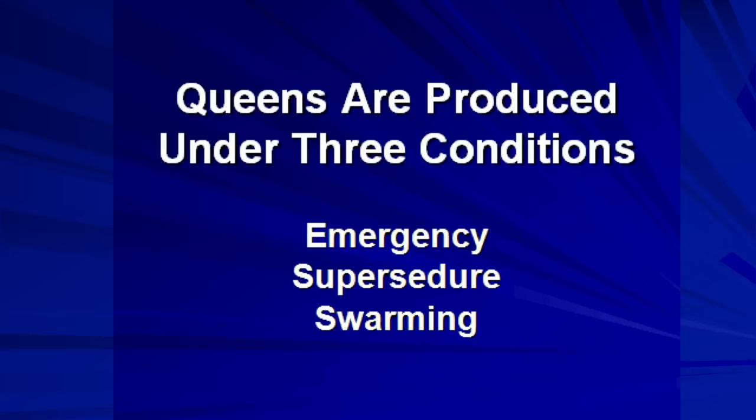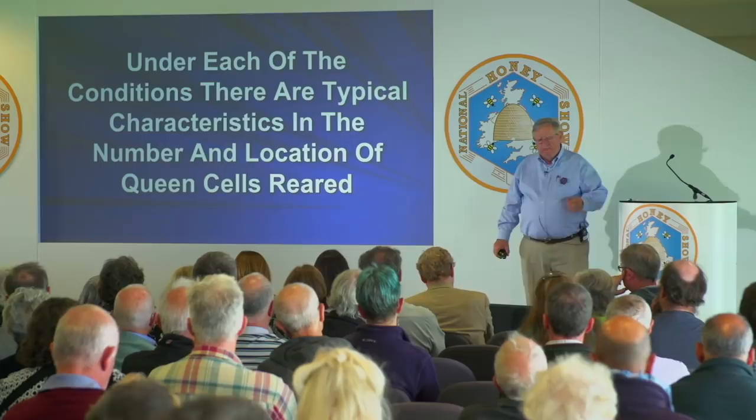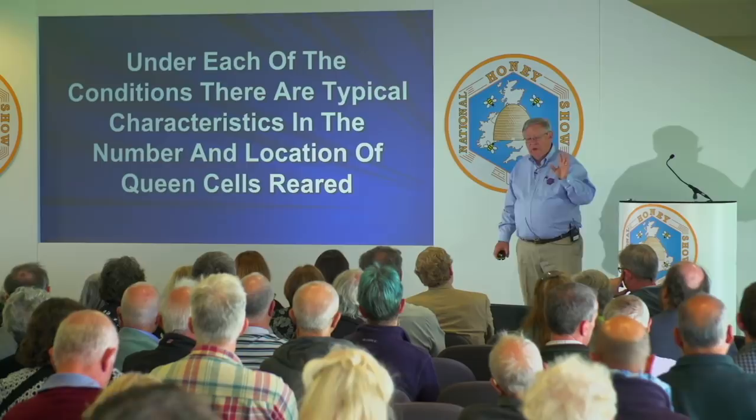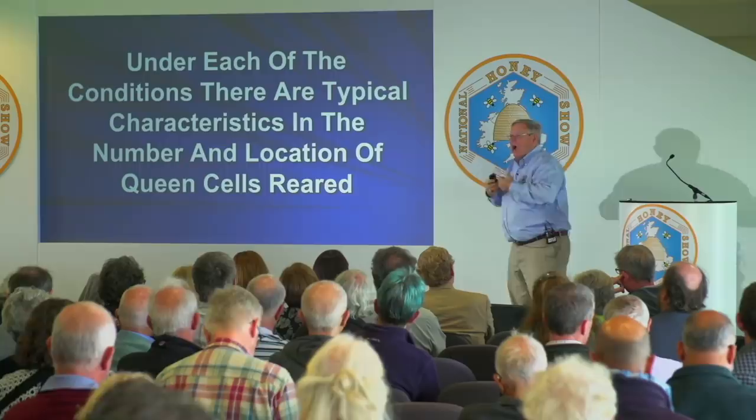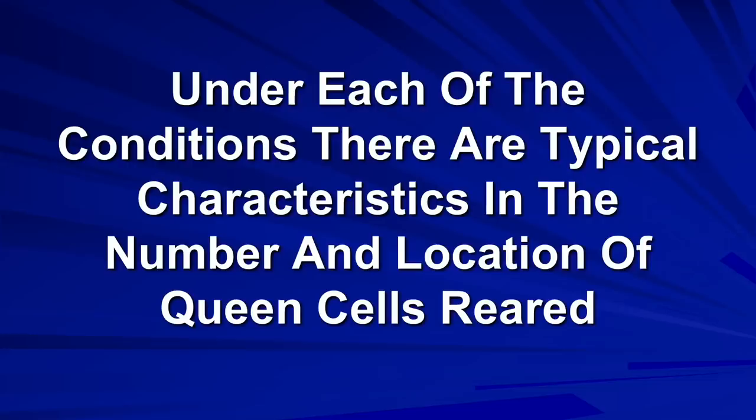Queens are produced under three different conditions. There are emergency queen cells, there are supersedure queen cells, and there are what we call swarm queen cells, part of the preparation for swarming. Under each of these three conditions, there are typical characteristics that you need to use in deciding what is going on in this particular hive. Why are they producing queen cells? You're going to consider the number of queen cells being produced, and you're going to consider the location within the brood nest of where they are being produced.